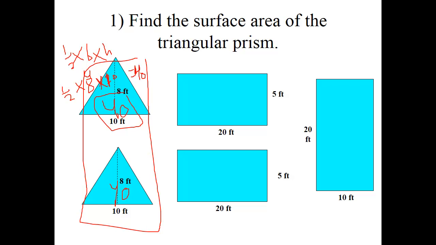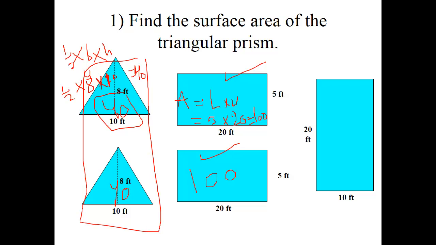So the area of a rectangle is length times width. So the length here is 5 and the width here is 20. So 5 times 20 equals 100. So the same for this rectangle and this rectangle also. The area here is 100. Why? Because they are the opposite faces we have.